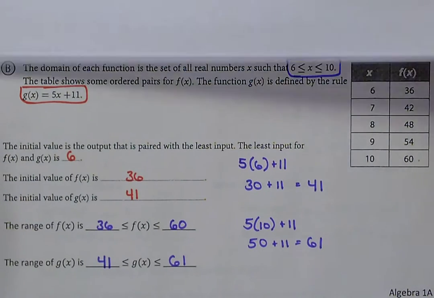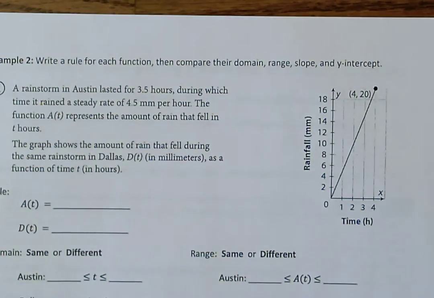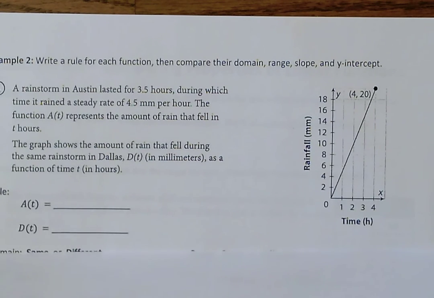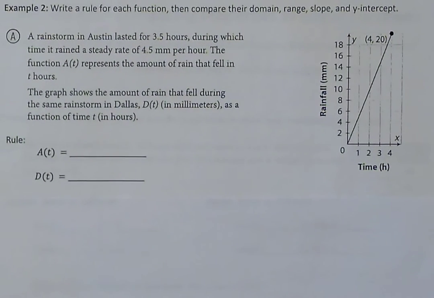Alright, so that is example 1. Now all we have left is example 2, where we're going to go through and talk about writing a rule for each function, then comparing domain, range, slope, and y-intercept. So that's going to be our part for example 2a. Example 2a wants us to do just that, where we have to write a rule for each of these functions, then compare their domain and range, their slope, and their y-intercept.